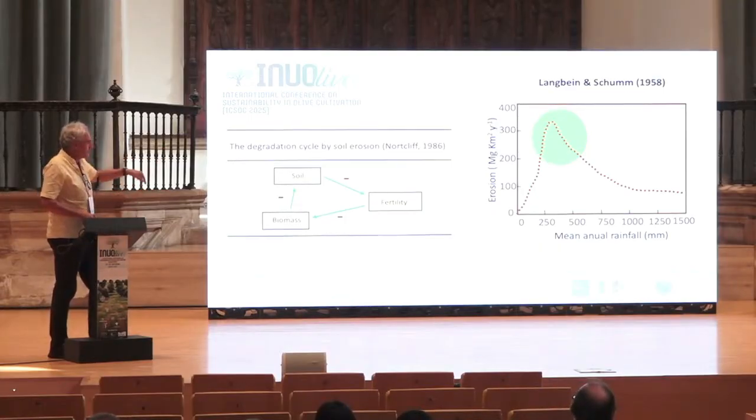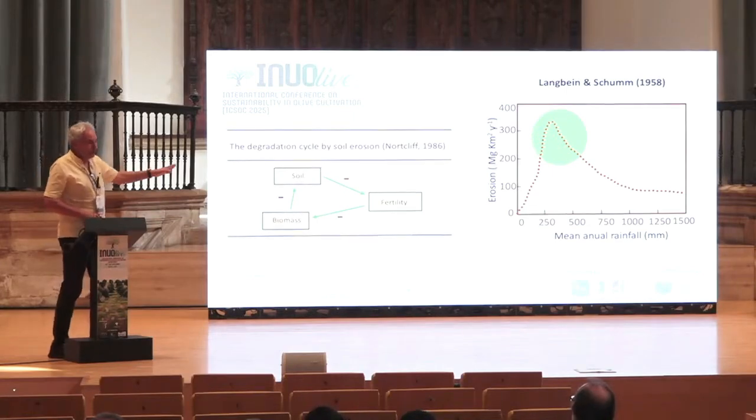And the other one is very geographical, is the distribution of the soil erosion depending on the rainfall.